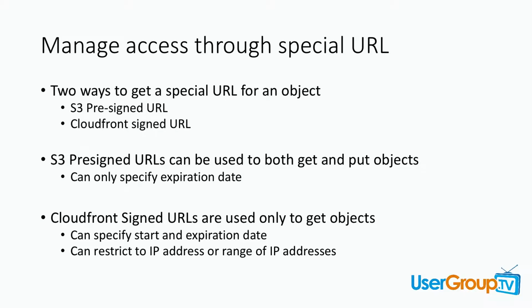This gives you a little more flexibility. Although you can only use CloudFront for getting objects, you can specify a start and expiration date, compared to just the expiration date for the pre-signed URL. And you can also restrict it to IP addresses and a range of IPs and so on.